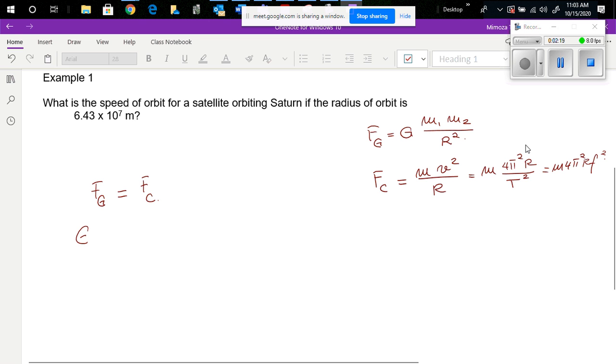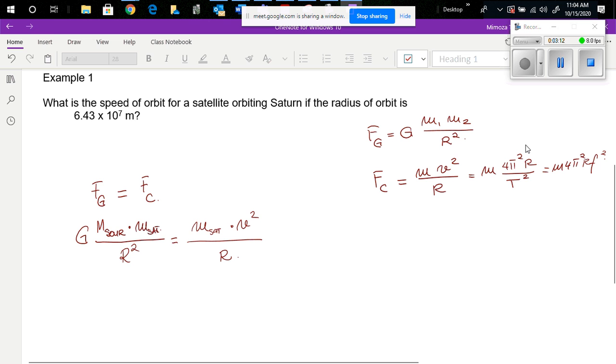So then we will have capital G, mass of the source times mass of the satellite that is moving around that source, and that source may be the sun, if we are talking about what is the speed that the Earth is moving, so whatever is the source, or you may have a satellite of the Earth, and in that case, Earth will be the source, over r squared is equal to mass of the object that is moving, which is the satellite, times v squared over r.